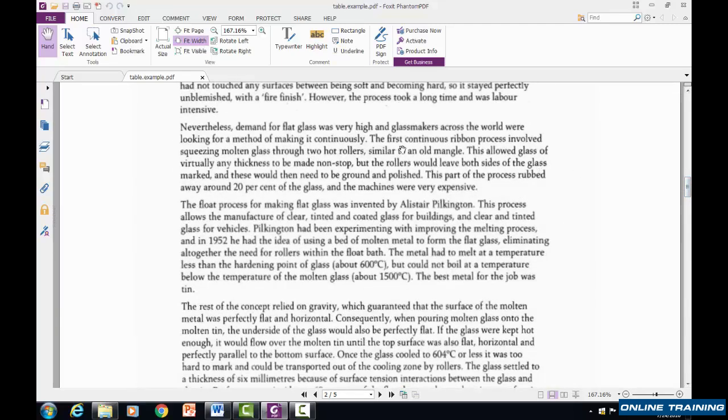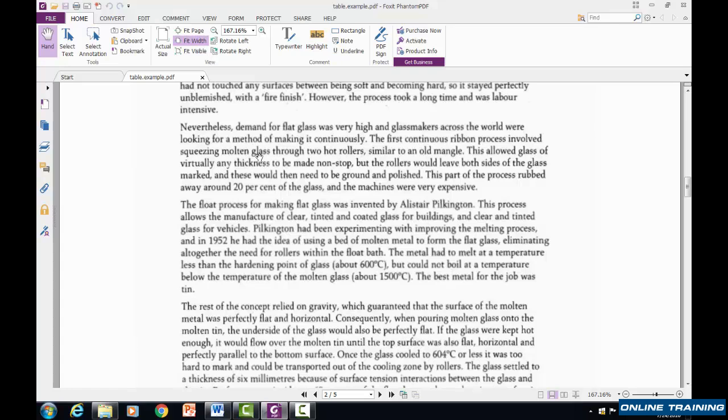All right, so the first continuous ribbon process involves squeezing molten glass through 2 hot rollers, similar to an old mangle. No word that means the same as varying yet. "This allowed glass of virtually any thickness." There's our answer right there. The word any is similar to the word varying. Any means it could be anything. It could be 1, 2, 3, 4, any, right? Any is a synonym for varying.